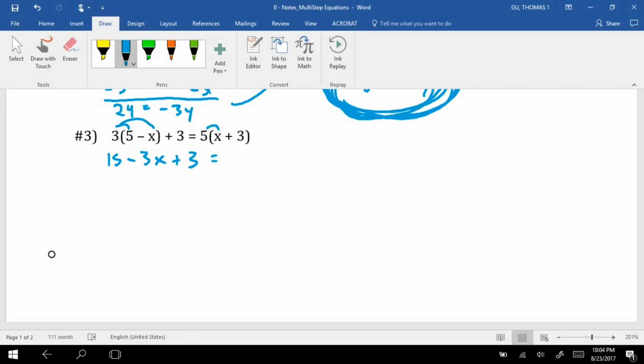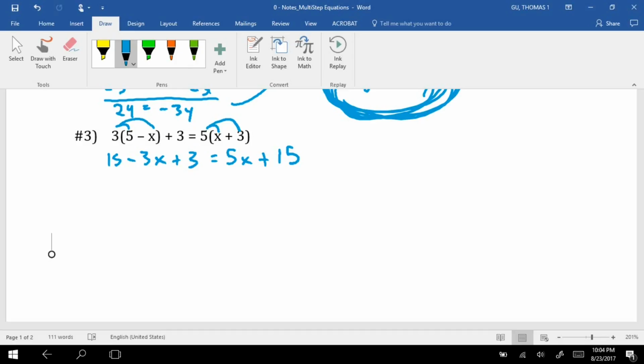Now, what's on the right side? Let's distribute the things on the right side. Boom, boom, the little claws out of nowhere. 5 times x is 5x. 5 times 3 is 15, so plus 15. So now, what are we going to do from here? Let's combine the like terms.